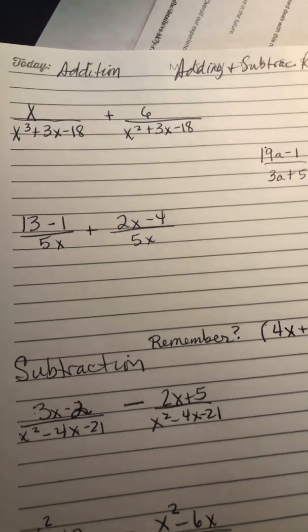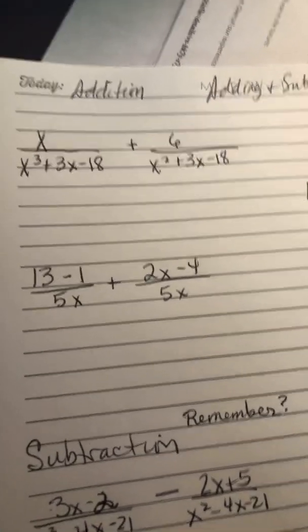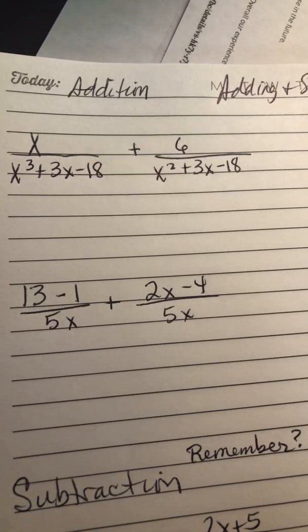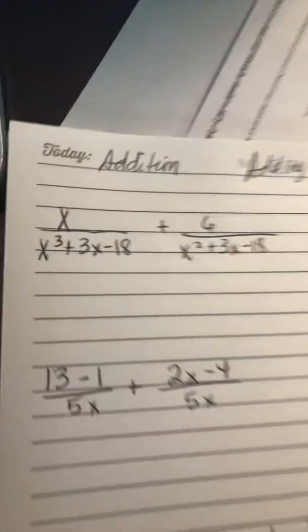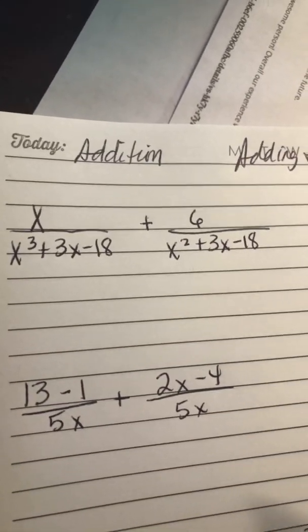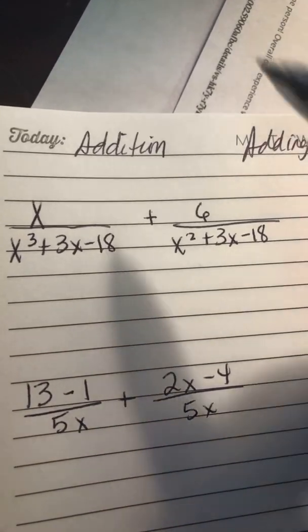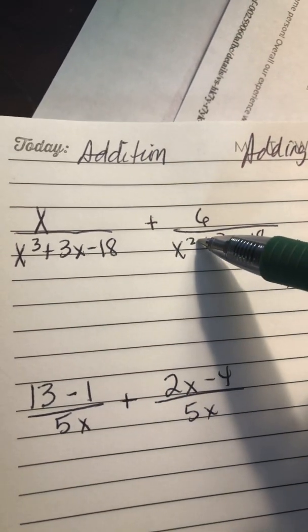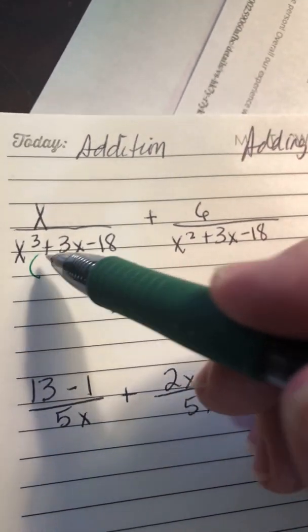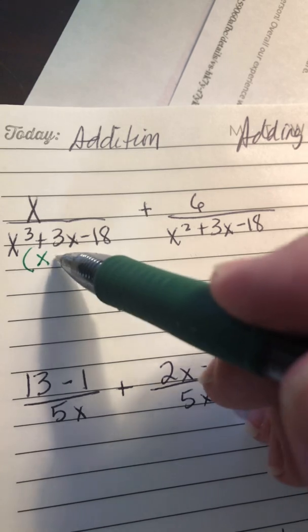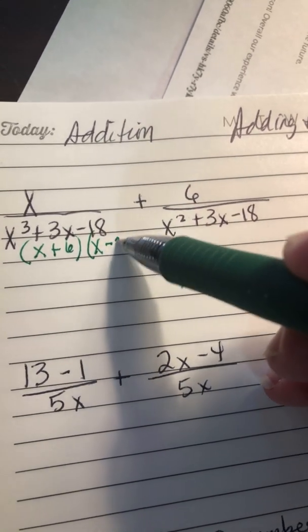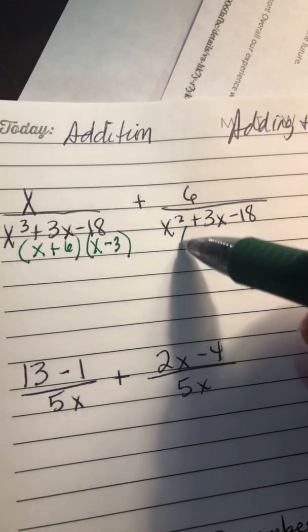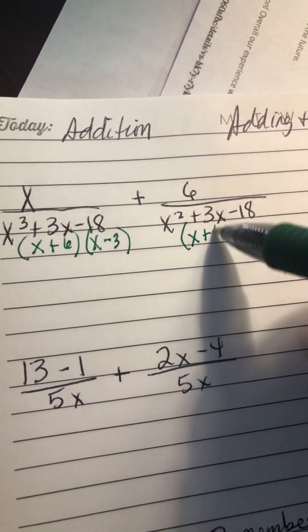So we're going to cover adding and subtracting rational expressions that have what I would call alike denominators. So this will be part one. And of course, we need to factor first. So these are alike, and what they have is x plus 6 and x minus 3 for the factor. So that's what the denominator is.